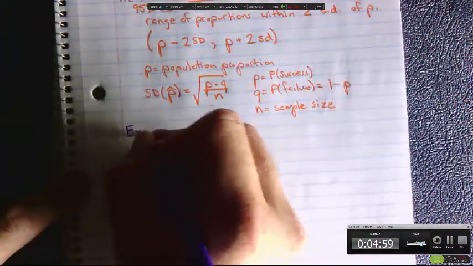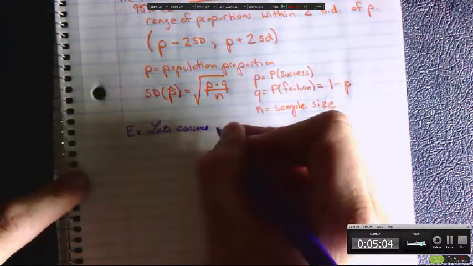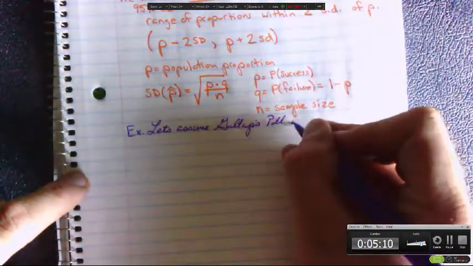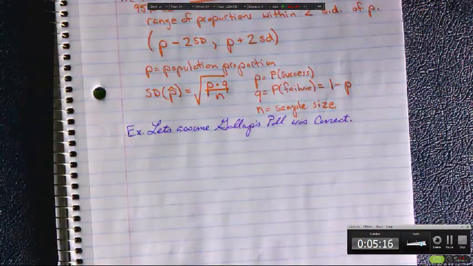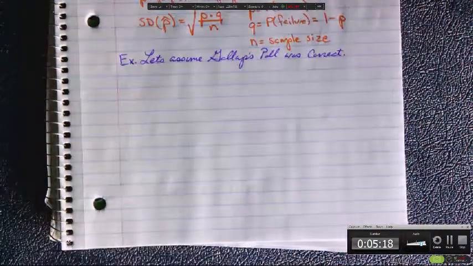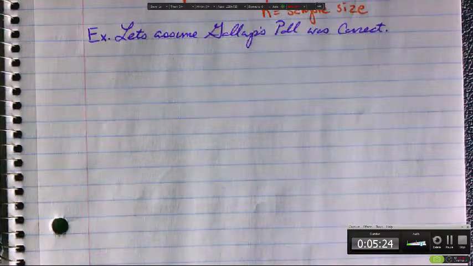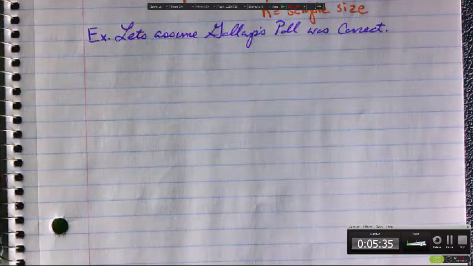All right, so here's some examples. Let's assume Gallup's poll was correct. Why is it cursive? Let's assume Gallup's poll was correct. We did a problem about evolution. Is that why it's fancy? No, there's no reason it's cursive. We did a question yesterday about evolution.